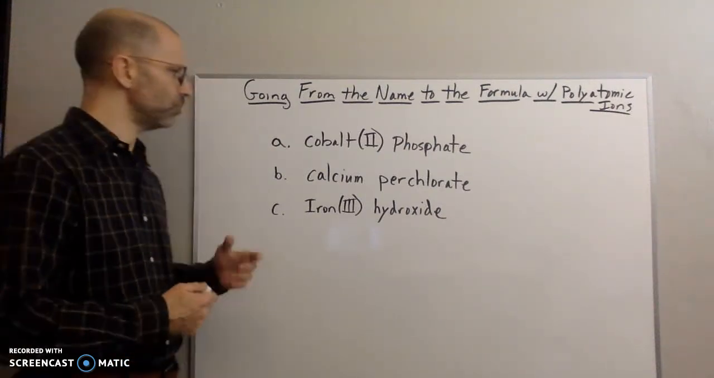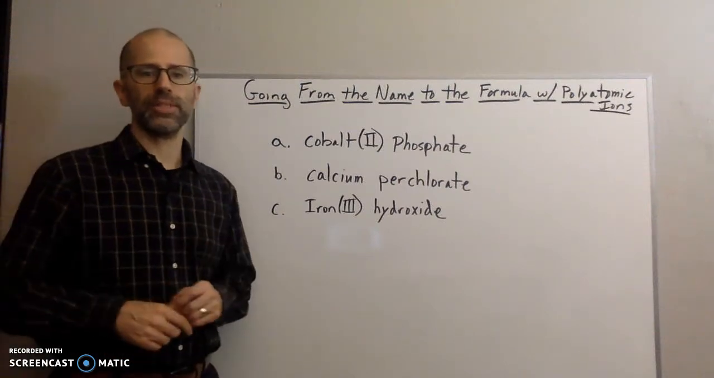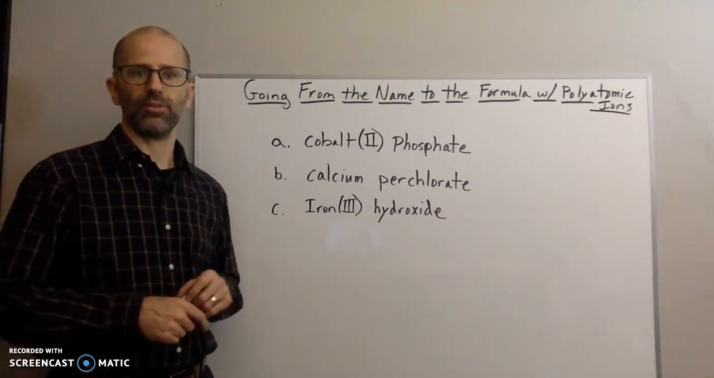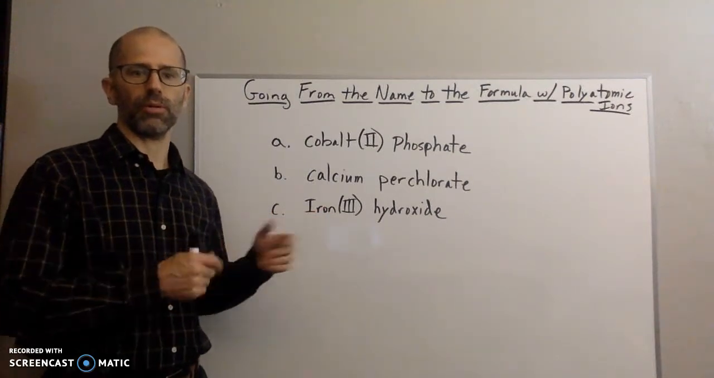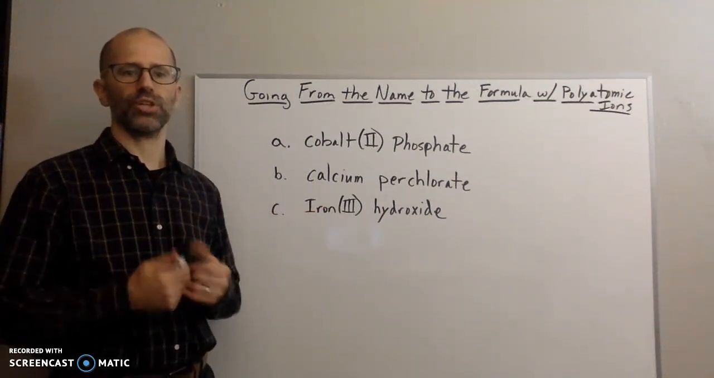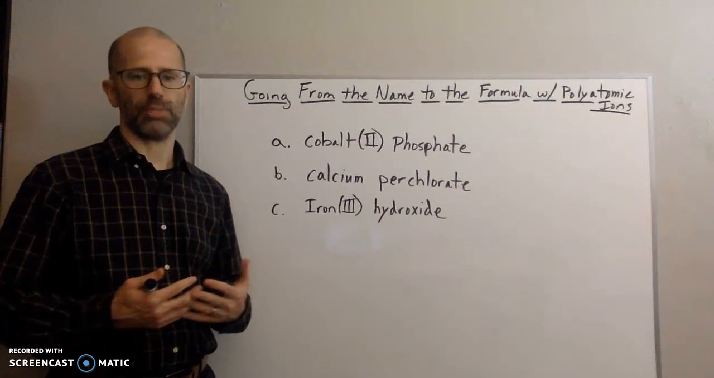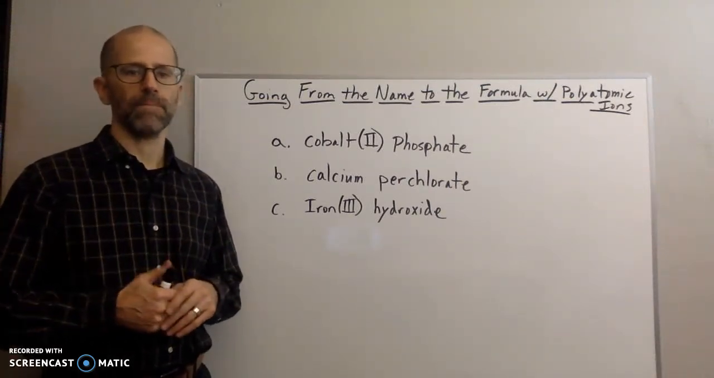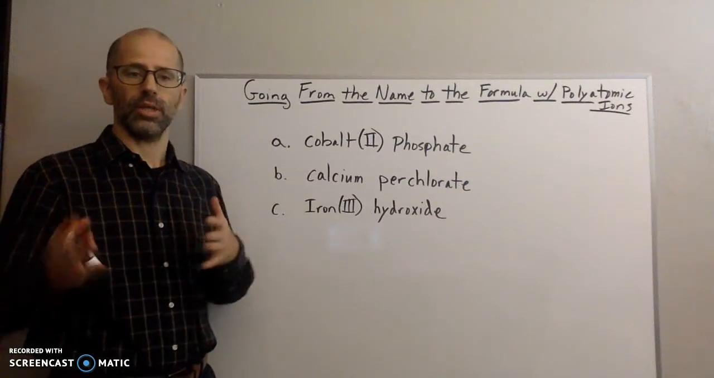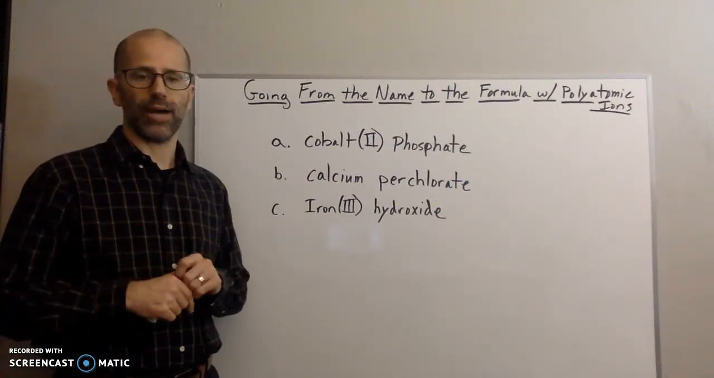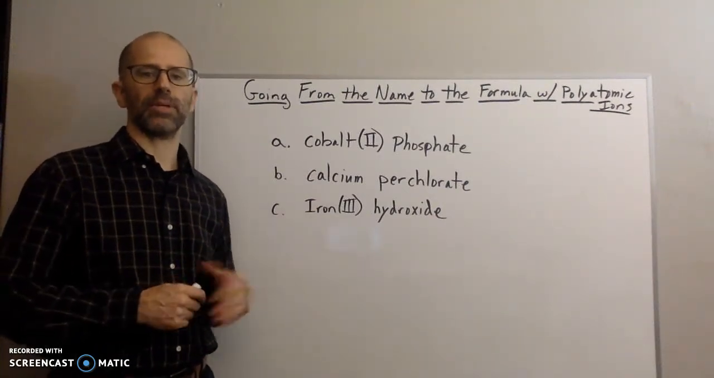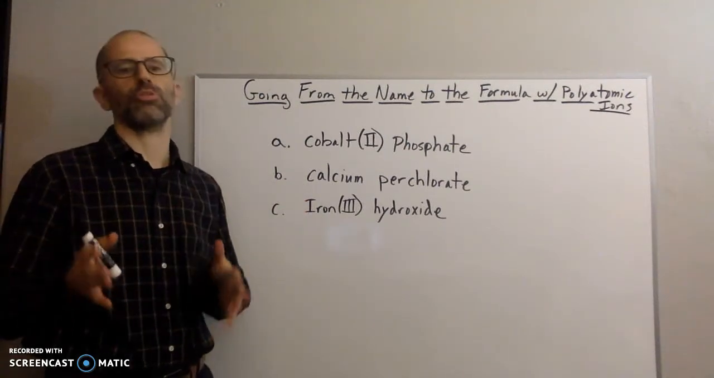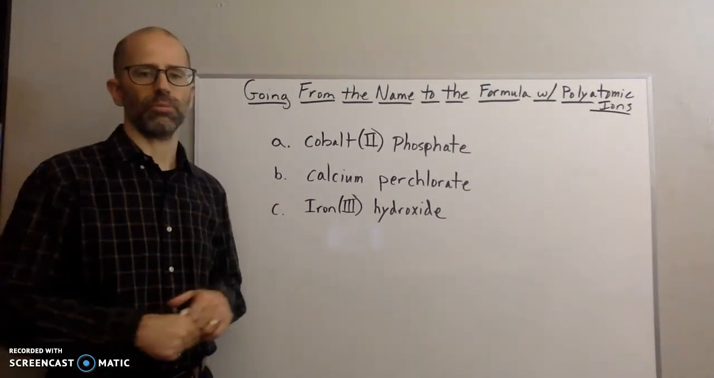And so again, in order to be successful in this process, or in this way of going from the name to the formula, you need to know the charges on your polyatomic ions, and you need to know the names of the polyatomic ions as well. So if you have those already down, then this should be a piece of cake, because if you can go from the formula to the name, then you should be able to go from the name to the formula.